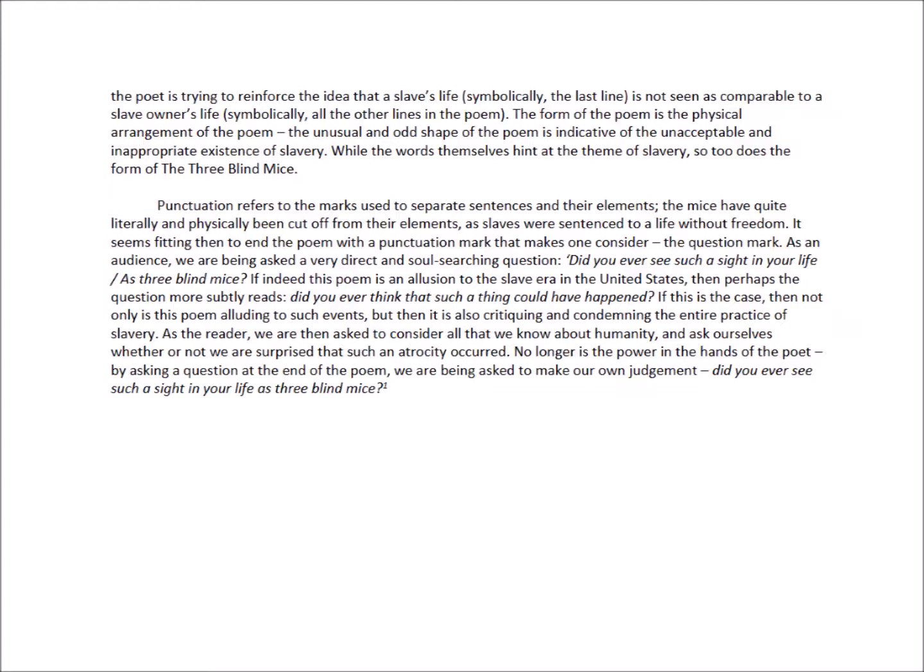The form of the poem is the physical arrangement of the poem. The unusual and odd shape of the poem is indicative of the unacceptable and inappropriate existence of slavery. While the words themselves hint at the theme of slavery, so too does the form of the Three Blind Mice. Punctuation refers to the marks used to separate sentences and their elements. The mice have quite literally and physically been cut off from their elements, as slaves were sentenced to a life without freedom.